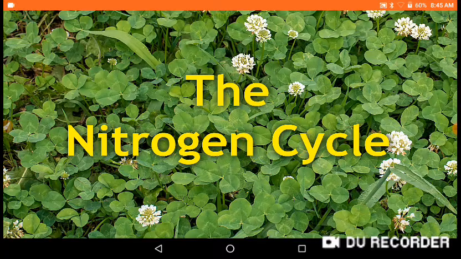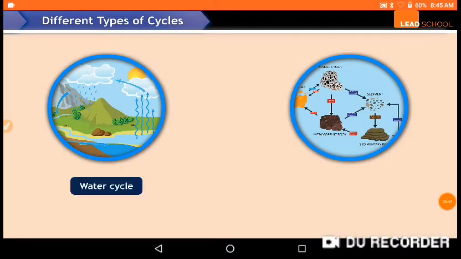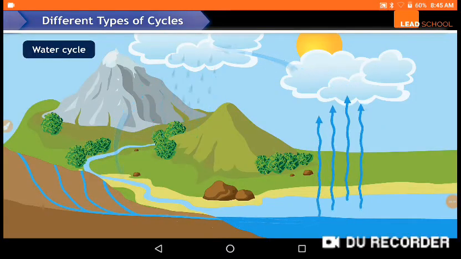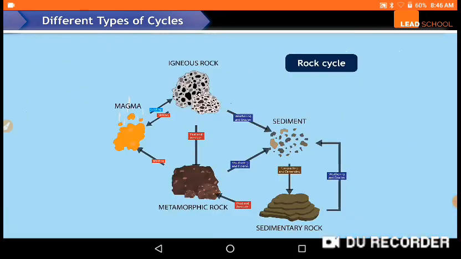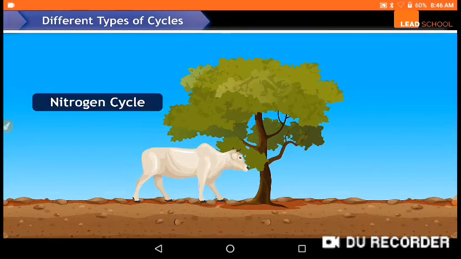The nitrogen cycle. In previous classes, we learnt about the water cycle, the rock cycle. These cycles ensure that the balance of an element is maintained as it goes through various transitions. So, do you know what we will learn today? We will learn about one more type of cycle, which is the nitrogen cycle.